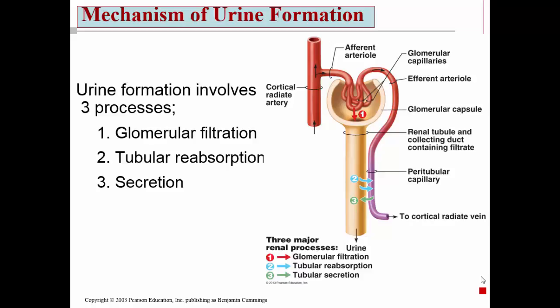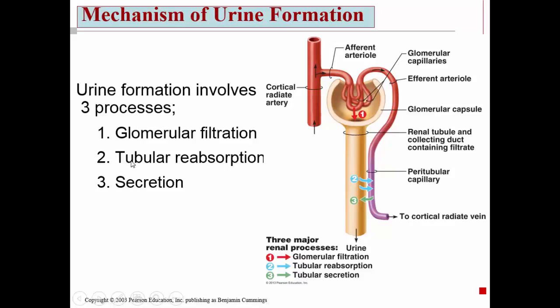The first is glomerular filtration. And we've already talked about glomerular filtration previously. It occurs in the glomerulus and the Bowman's capsule. Remember, together they make up the renal corpuscle. And in this step, solutes and fluid flow from the glomerulus into the Bowman's capsule or the glomerular capsule.